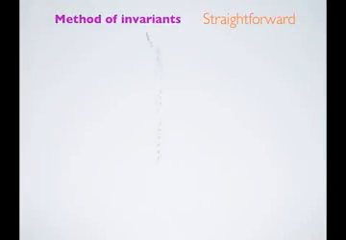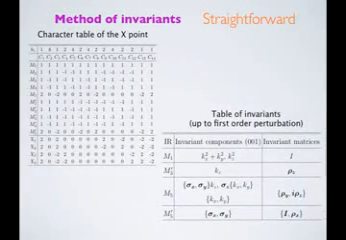It is straightforward to apply this method at the X point, which requires the decomposition of the direct product of the irreducible representations of the basis. Here's a character table of the space group of the X point. You don't have to pay much attention to it if you are not familiar with group theory. Don't worry about that.